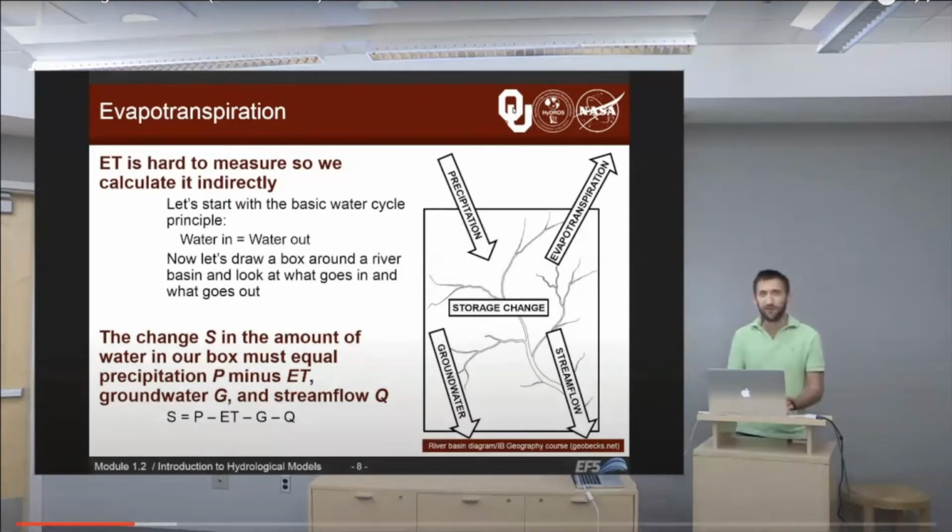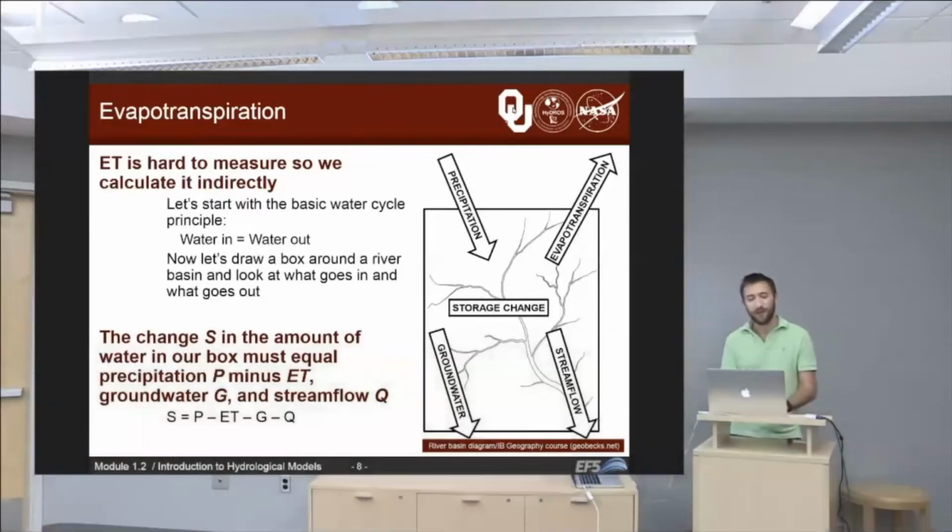We would use S for stream flow, but we already used S for storage change. And in fact, in hydrology and in hydrologic modeling, Q is typically the letter used to represent stream flow.